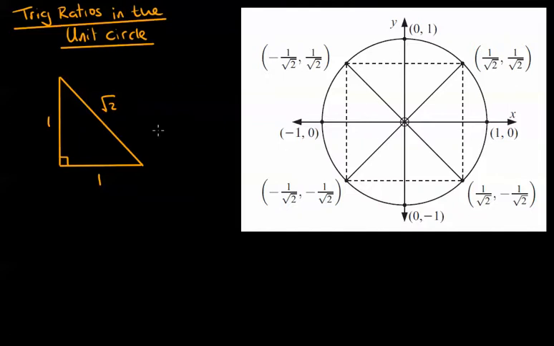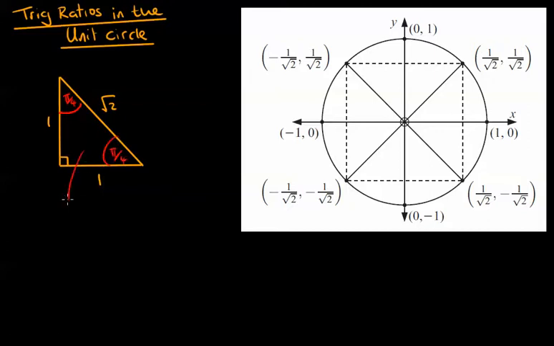Okay, if you recall some of the trig ratios we discussed when we looked at the right angle isosceles triangle, where we had sides of 1 and this side was root 2, and we had angles which were pi over 4, or 45 degrees, in the corners.